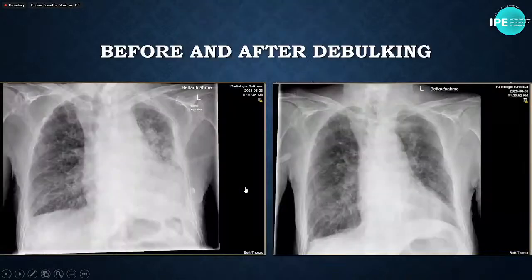But the reason why I'm showing you that is to show you why we do it. This is a patient who came in on the 28th of June last year with massive respiratory insufficiency. We did the debulking on the next day, and you can look at the X-ray right after. This is the tumor-filled lung beforehand, and this is the lung about a day and a half later.